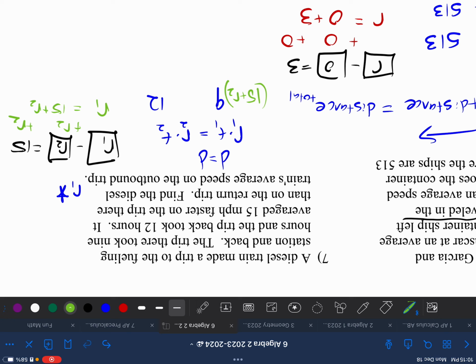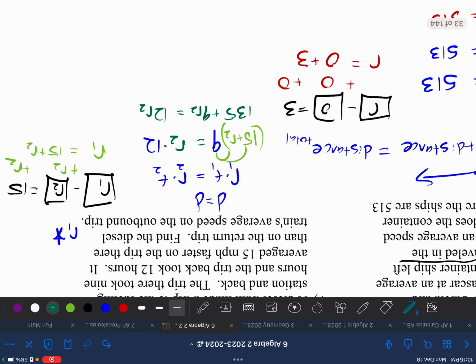That's all in parentheses. Whenever you do substitution, remember your parentheses, because we're going to have to distribute this 9 over here. And that's all equal to rate 2 over here, times 12. When I distribute the 9 into 15, that's close to 10 times 15, which is 150. Let's go down a little bit, so it's going to be 135 plus 9 rate 2 is equal to 12 rate 2. I notice that I have my variables on the right side, so let's go ahead and move another 9r2 over, minus 9r2.